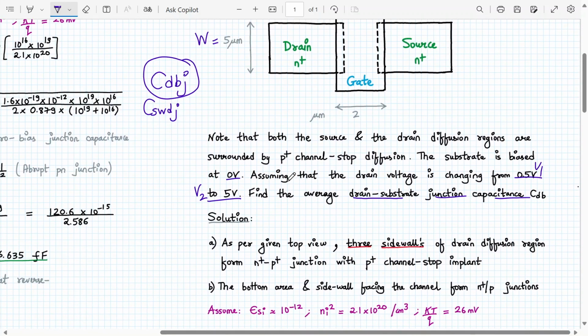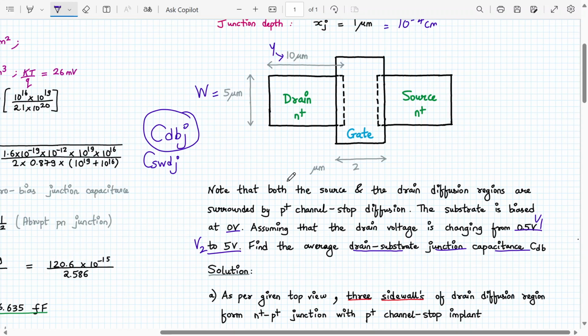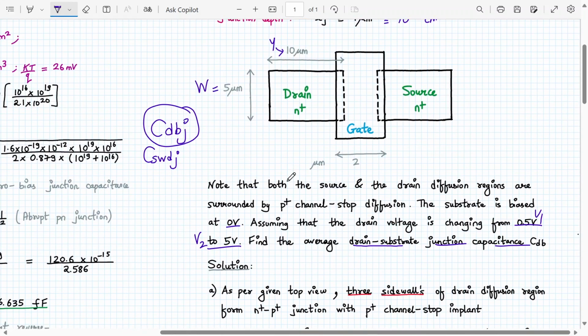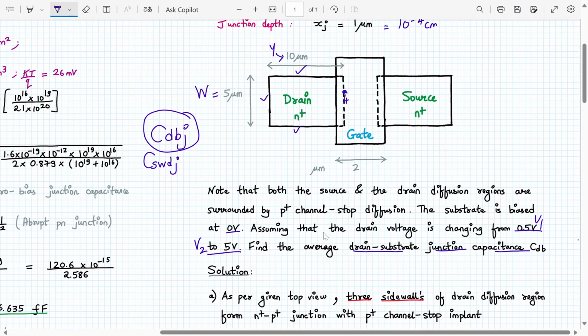So can we start? So as per the top view, three sidewall capacitances of drain diffusion region form the N plus junction. Okay, which one? This one, this one, and this one. These are the three junctions which is facing the channel stop implant. Yes or no? 1, 2, 3. I have not drawn it in the 2D manner, but this is what happens. The bottom and the side wall. What are the bottom and the side wall? The side wall is number 4 and the bottom is 5. This is 1, 2, 3. So 1, 2, 3 and 4 are side wall, 5 is bottom. Agree?